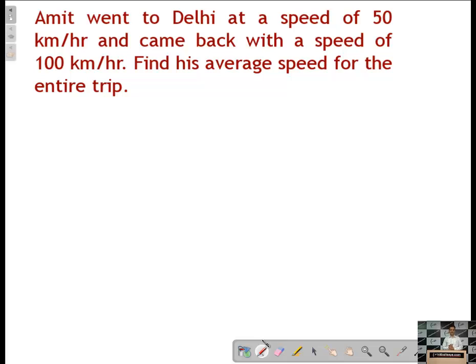Again, as we are aware, what is average speed? Total distance by total time. Now, let distance be equal to d kilometer. Amit went to Delhi at a speed of 50. Now we have to find total time. Distance by speed is time. If he is going to Delhi with the speed of 50, time taken will be distance by speed, d by 50, and he came back with the speed of 100, plus d by 100, which will be equal to total time.